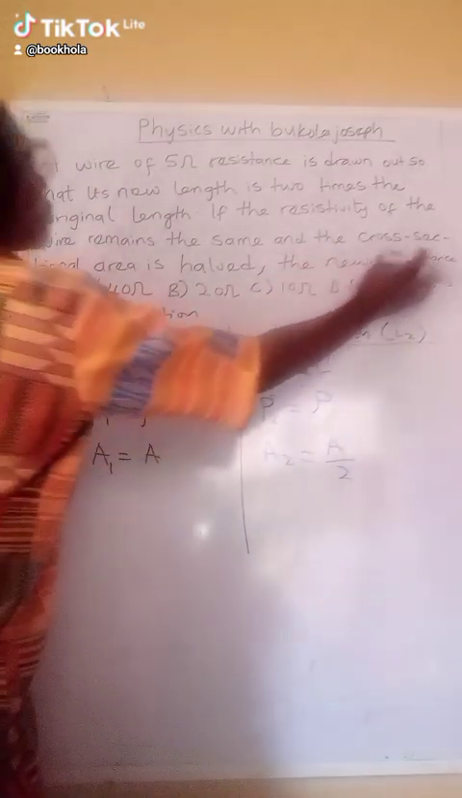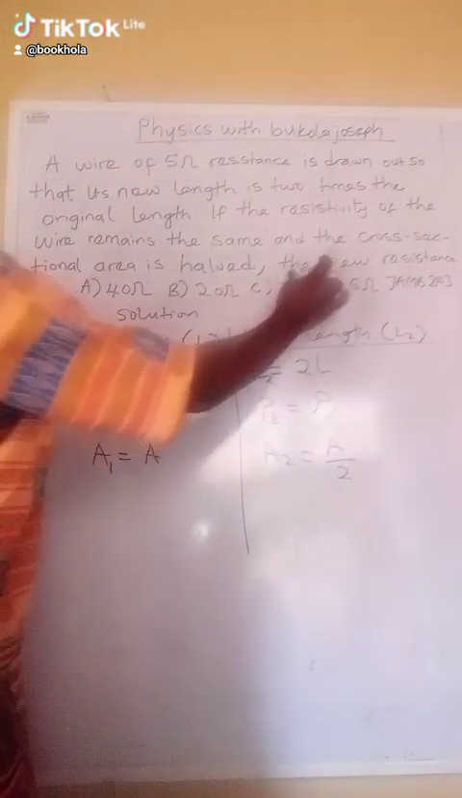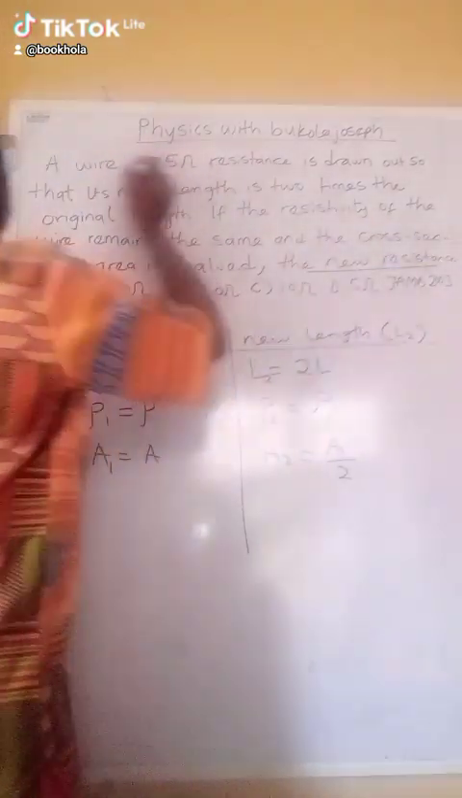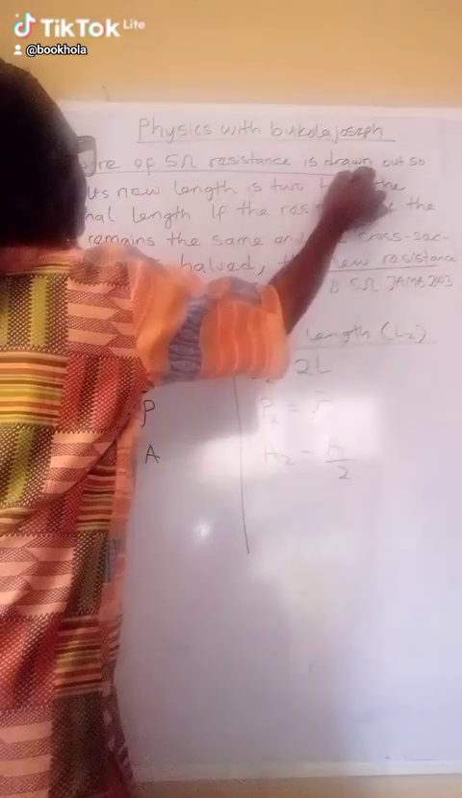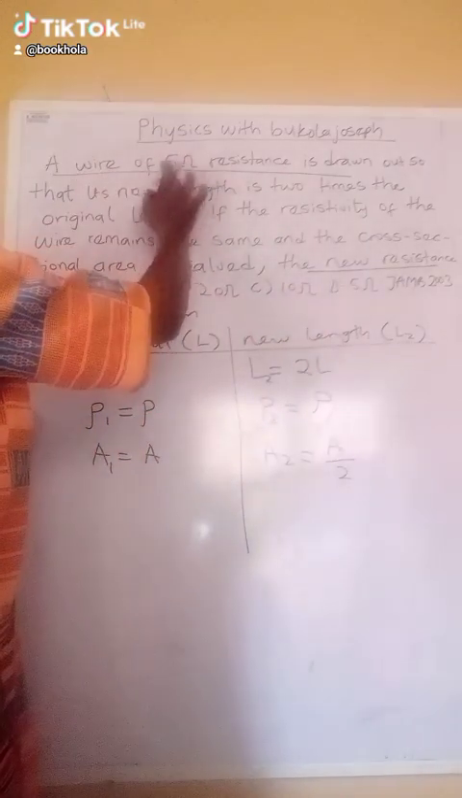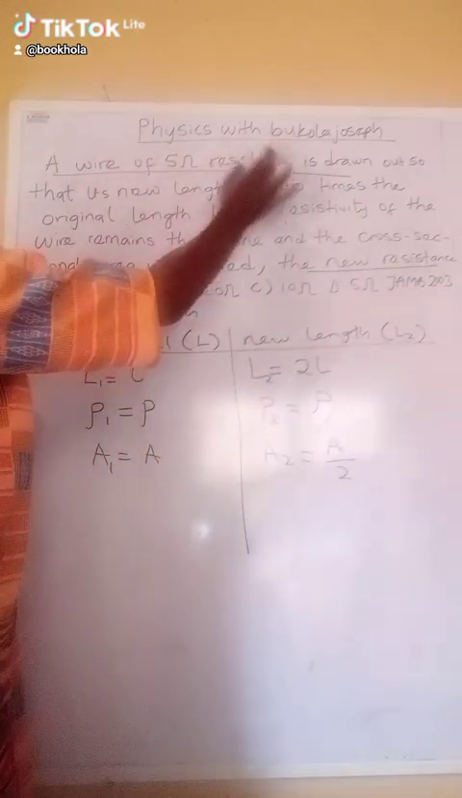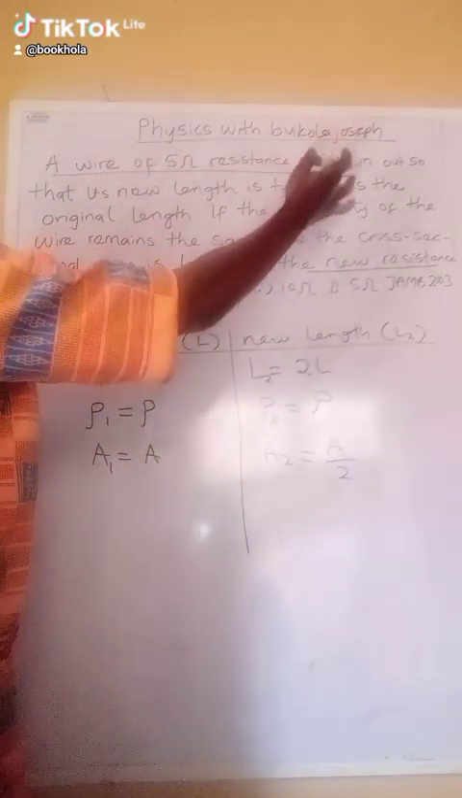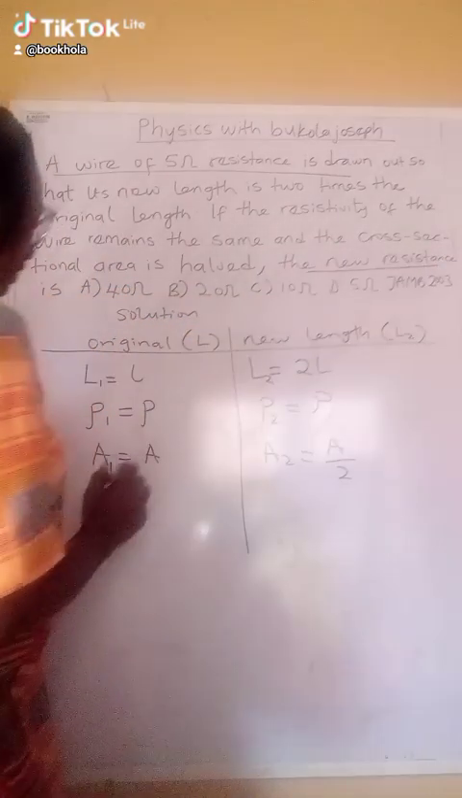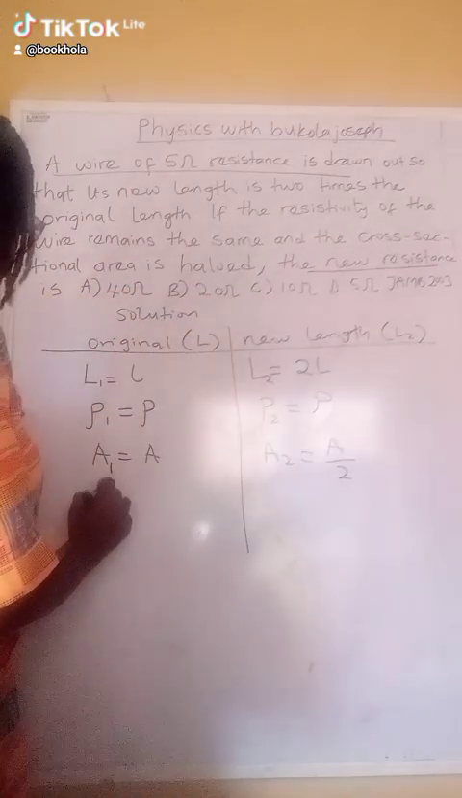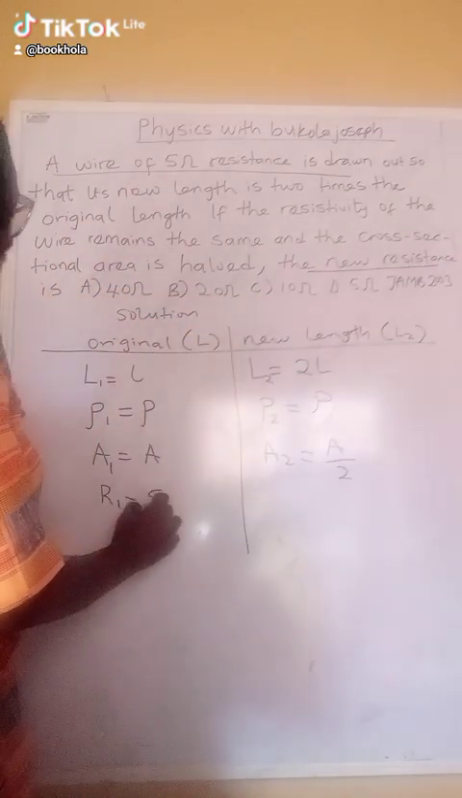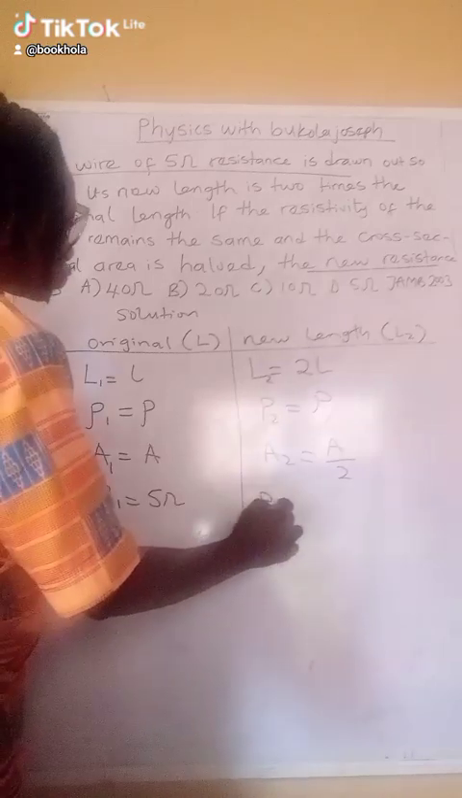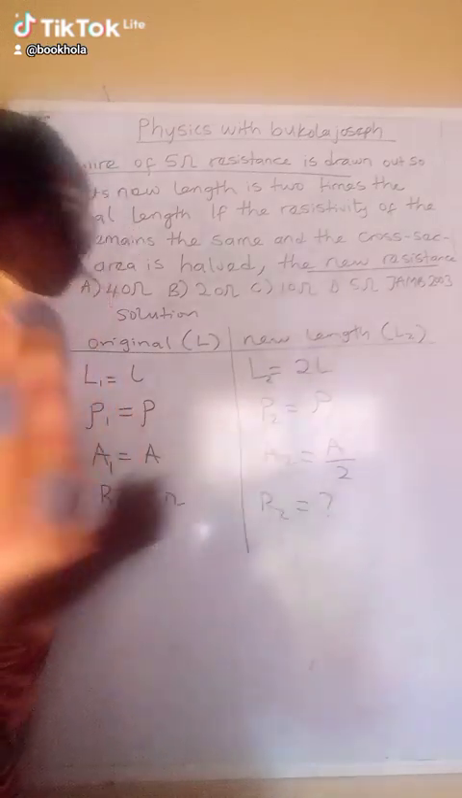Okay, the new resistance is... now this sentence is completed. A wire of 5 ohms resistance is drawn out, so we are looking for the new resistance. Now the information is complete. So we have R1 to be 5 ohms, and then R2 is what we are looking for.